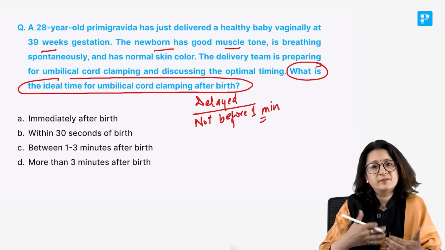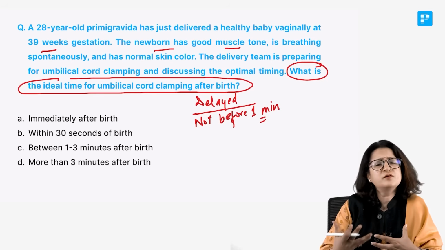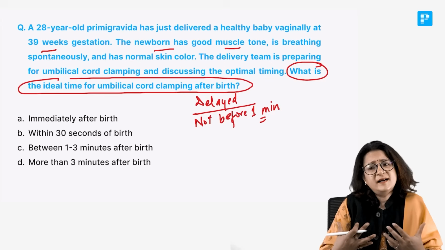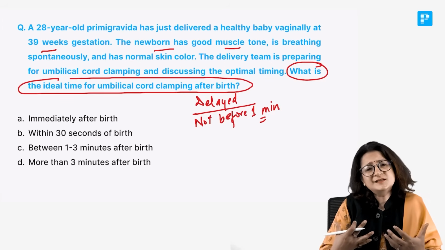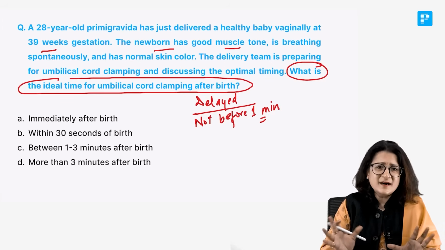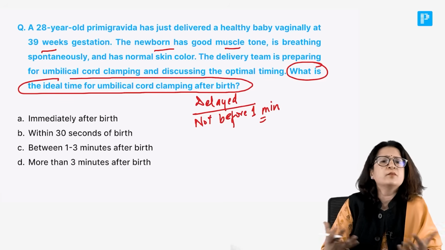So we can go for 1 minute, we can go for 2 minutes, we can also go for 3 minutes. We can go for delayed cord clamping till the cord pulsation ceases also. But generally, studies have shown that there is no benefit of delaying beyond 3 minutes.